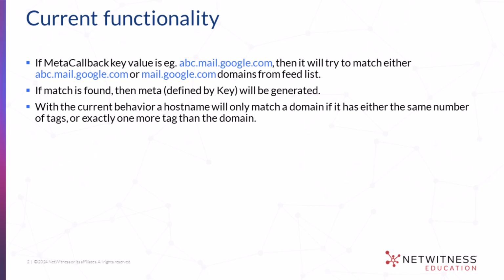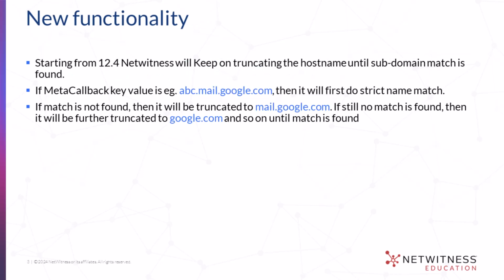Previously, if the MetaCallback key value is, for example, abc.mail.google.com, then it will try to match either abc.mail.google.com or mail.google.com domains from the feed list. If a match is found, then the meta defined by the key will be generated. With the previous behavior, a hostname will only match a domain if it has either the same number of tags, or exactly one more tag than the domain. Starting from 12.4, NetWitness will keep on truncating the hostname until a subdomain match is found.